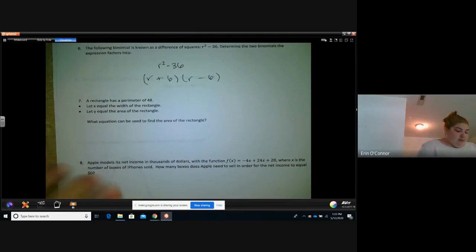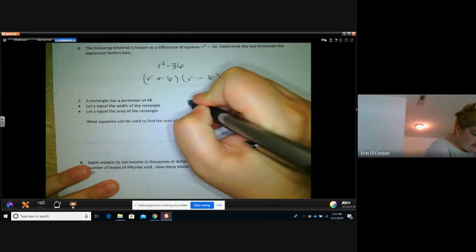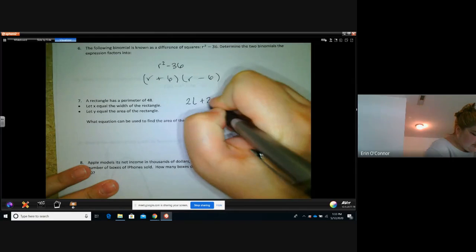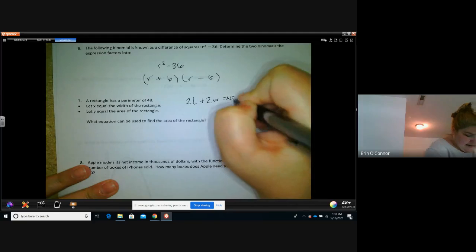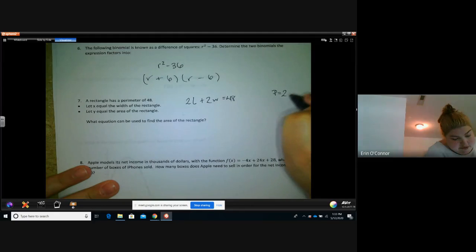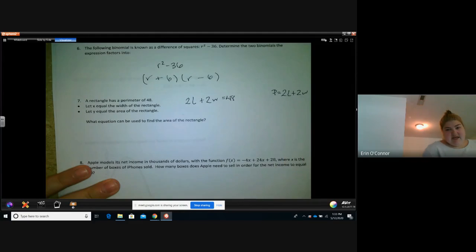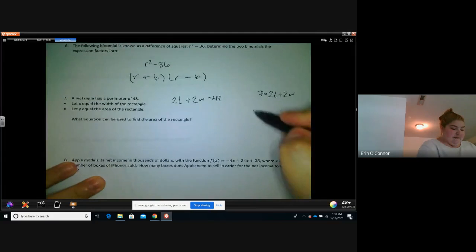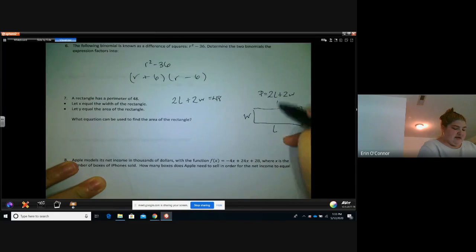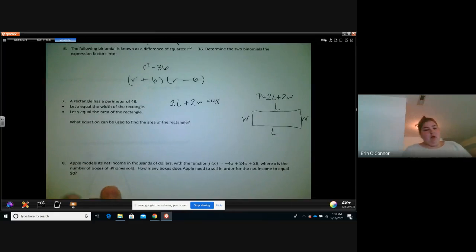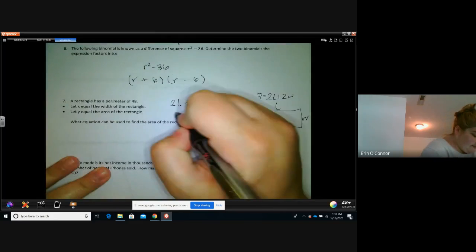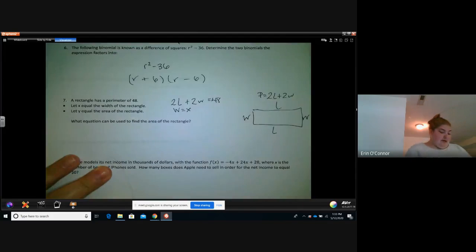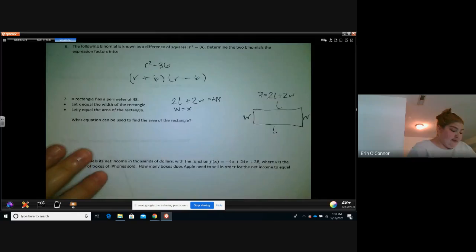A rectangle has a perimeter of 48. So the 2 lengths plus 2 widths equals 48. Because if you remember, perimeter is equal to 2 lengths plus 2 widths. It's adding up the sides. If you add up the sides, I have 1 width, 2 widths, 1 length, 2 lengths. That's why I have this equation. And then it says let x equal the width of the rectangle. So w equals x.